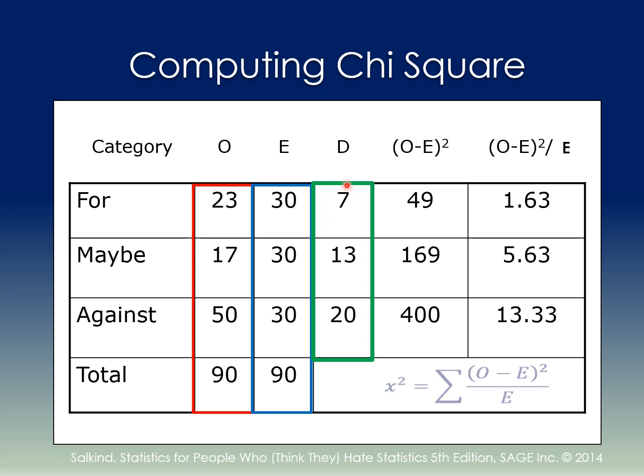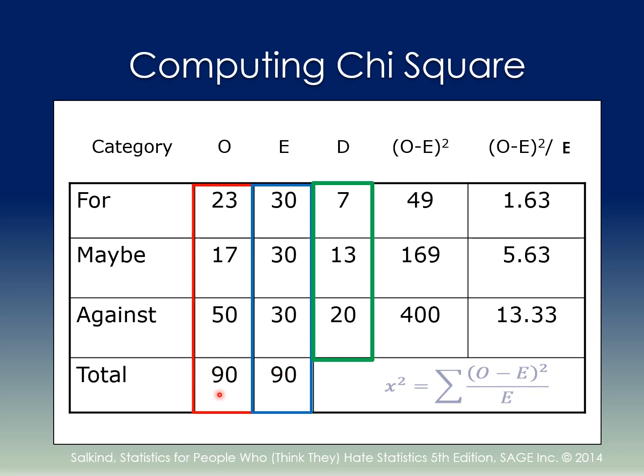Now, it doesn't really matter whether this is negative or positive. Even if I were to go 23 minus 30, I would have minus 7. It wouldn't matter, because if I take the difference between the two and I square them, I'm always going to get a positive value. So this could be positive 7, it could be negative 7, depending upon which way you want to do the subtraction. It's the same thing for the maybe, same thing for the against. And so what we see here is that as the categories move in this direction, for, maybe, against, the differences between the observed frequencies and the expected frequencies get larger.